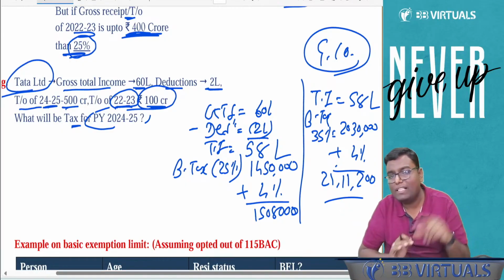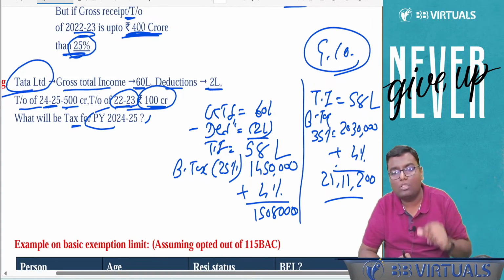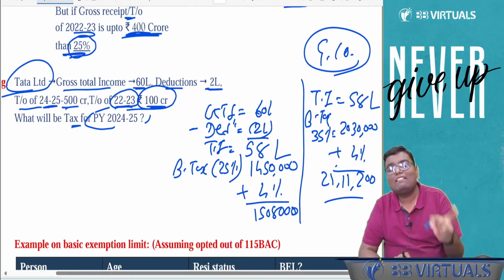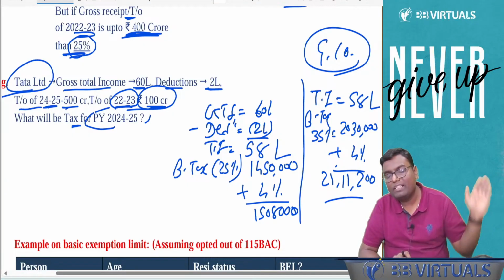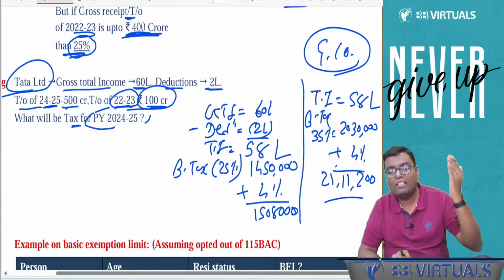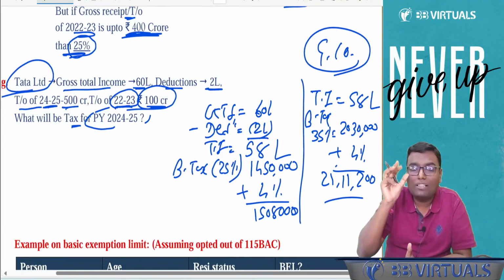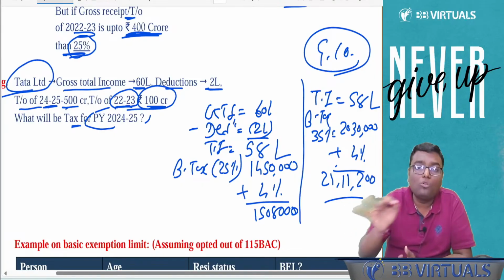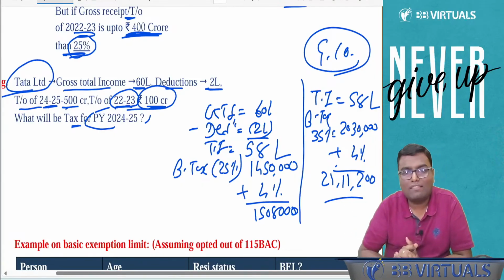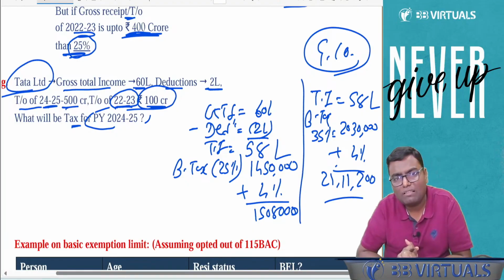Second column says that if you are a resident individual of age 60 or more, a senior citizen, up to 3 lakh there will be no tax, 3 lakh to 5 lakh 5%, 5 lakh to 10 lakh 20%, above 10 lakh 30%. Third column, if you are a resident individual of age 80 or more, you will be called a very senior citizen. Up to 5 lakh there will be no tax. 5 lakh to 10 lakh 20%, above 10 lakh 30%.